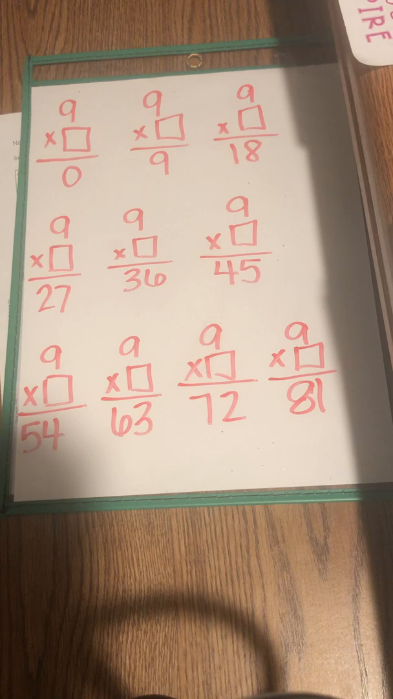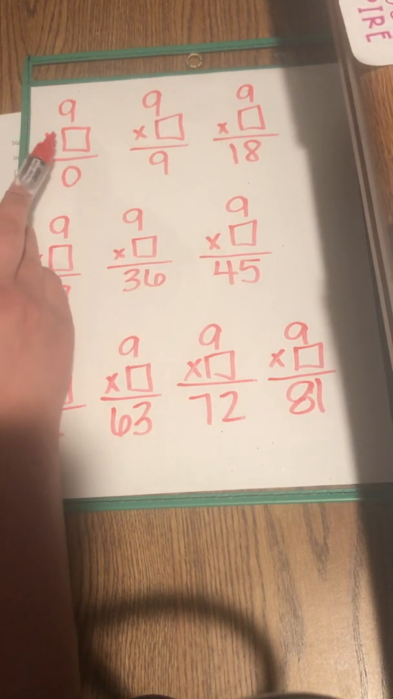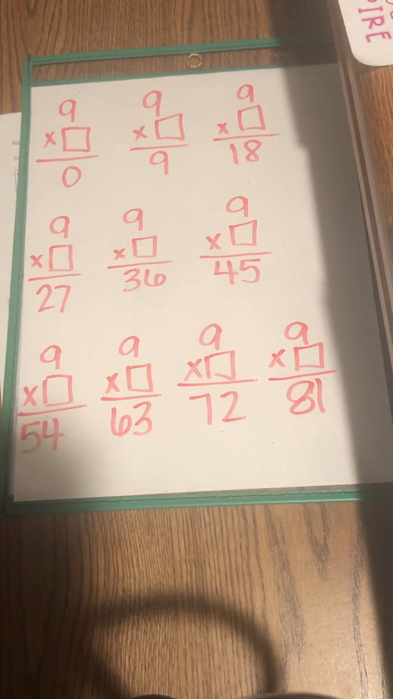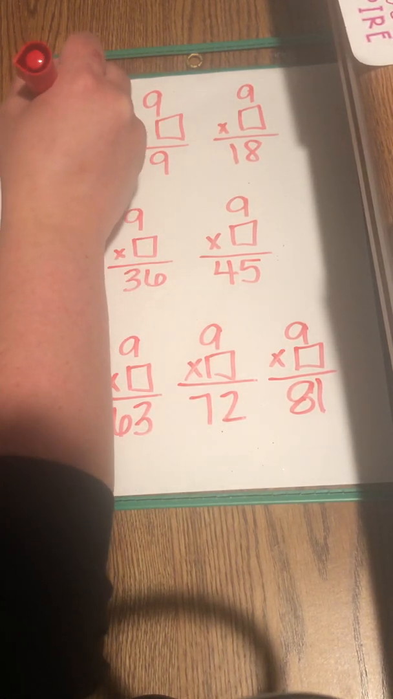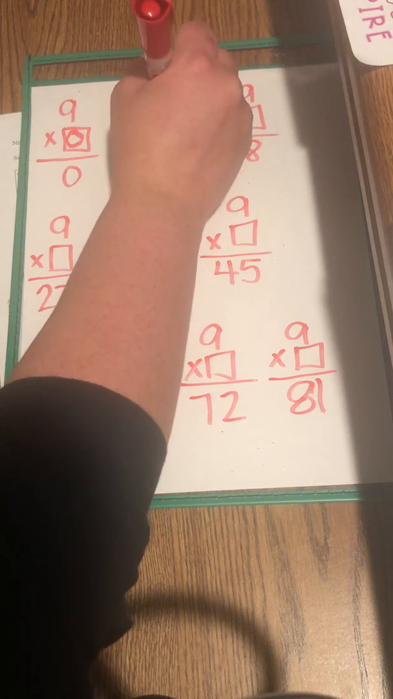We're going to be looking at patterns to see how we can quickly come up with the answers. So 9 times what equals 0? What always equals 0 when we multiply by it? 0. So 9 times 0 is 0. 9 times what would equal 9? That'd be 1. One group of 9 would be 9 things.